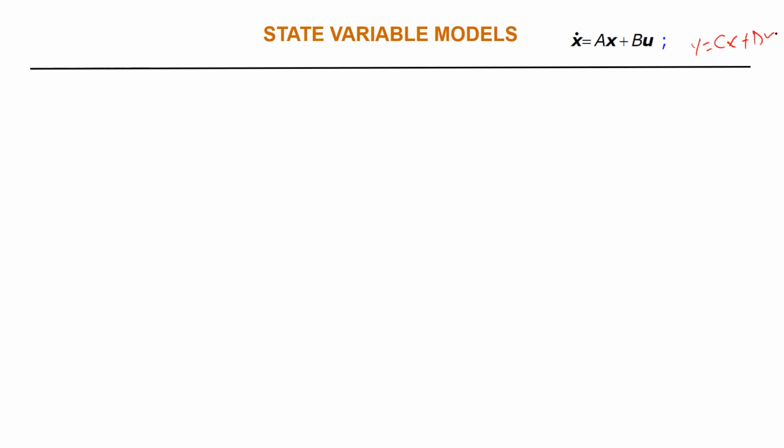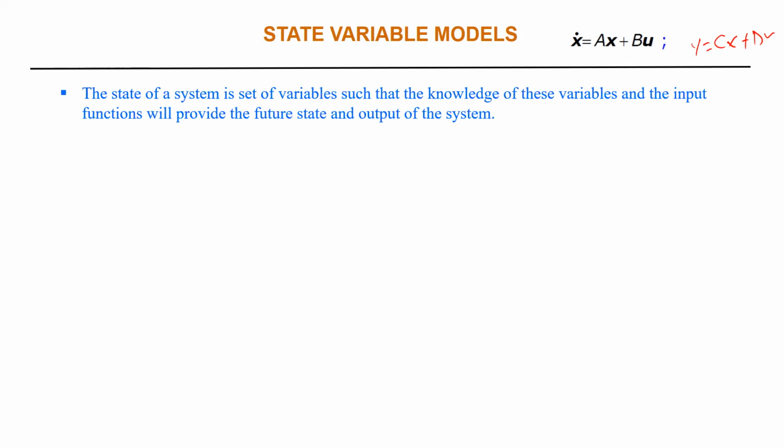So back to your question, how do I define the state? The state of a system is a set of variables such that the knowledge of these variables and the input will provide the future state and the output of the system. So it is the status of the system. At this moment, what is the status of the system? And what will be the status of the system a little bit later? It came from maybe that terminology.